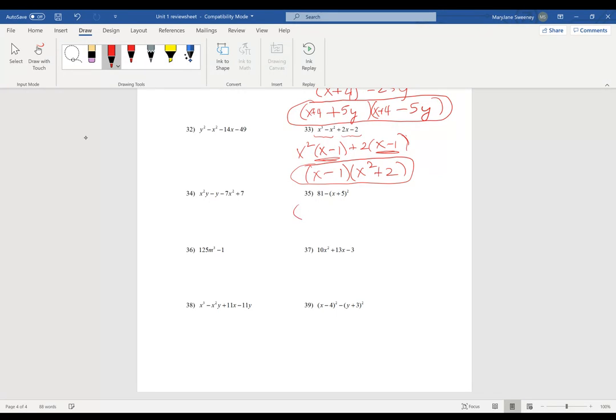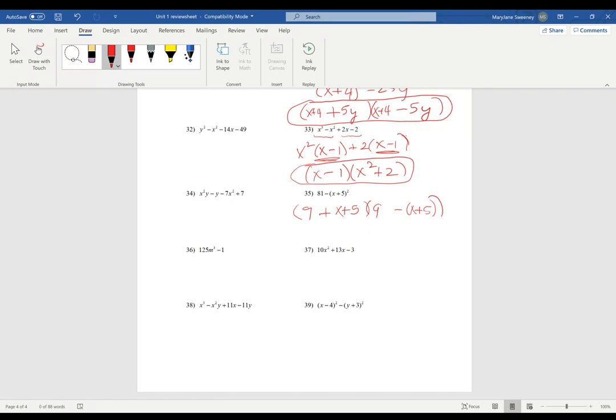35, difference of 2 perfect squares. So I'm going to do 2 sets of parentheses, plus, minus. Square root of 81, 9, 9. Square root of x plus 5 squared is x plus 5. Now here I have to put parentheses x plus 5 because it is following a subtraction sign.